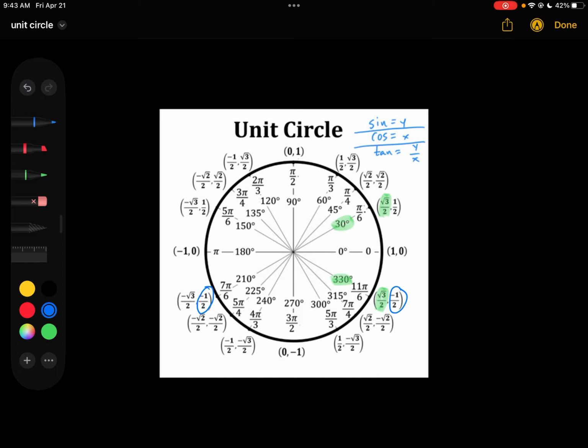The one thing that we want to remember here, though, is that we are working in radians. That was what the interval was given to us in. So instead of 330 and 210, we actually want to use the radian measure.